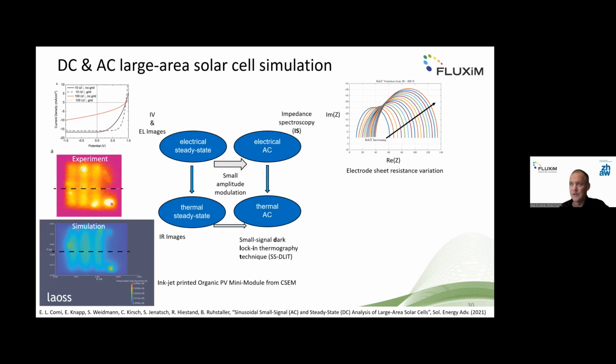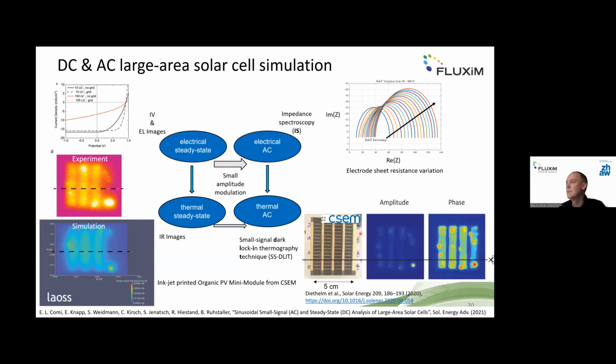In terms of IR imaging, there are the classical steady state images that are, however, very blurry. So this is a mini module for OPV module cells in series, measurement and simulation. This is for the mini module shown here, CSM, but now in the frequency domain with the so-called lock-in thermography technique, you see that we can get more resolution of the images. We get an amplitude and a phase image, and this is providing more information.